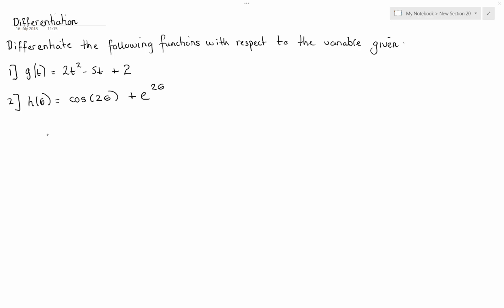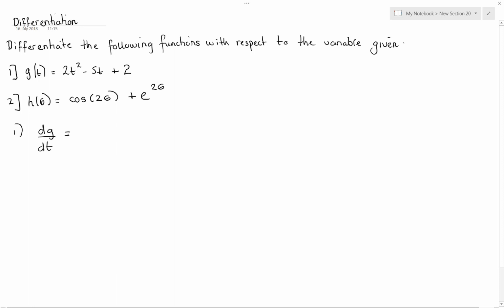In this example, we've been asked to differentiate the following functions with respect to the variable given in the question. Let's have a look at the first question. We have g of t is equal to 2t squared minus 5t plus 2. So we can see here our variable is t and our function is g of t, or g. So we're going to have to find, for the first question, dg by dt.